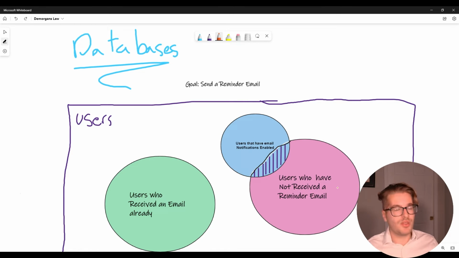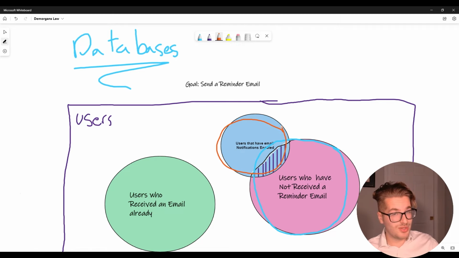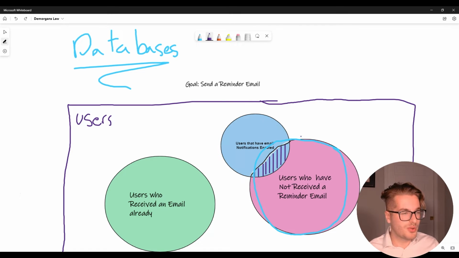If I wanted to send a reminder email to a group of users, and this is a big, vast ocean of objects, how am I going to do that? Well, I might be inclined to grab the users who have not received a reminder email, and then I also might be inclined to get the users that have email notifications enabled. If I take the conjunction of these two, the and statement of these two, what I will get is my result. Simple enough. Nothing too crazy here.